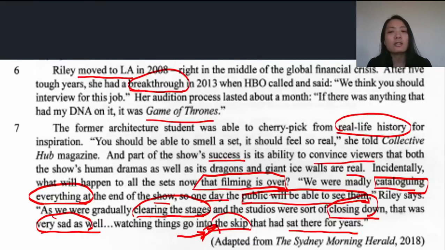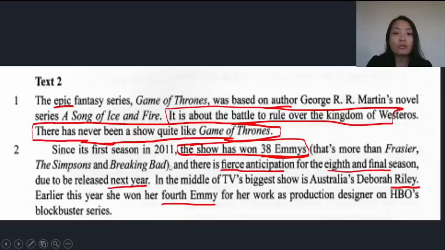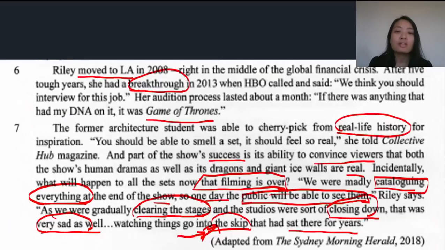So that means actually that you see, we go back to the question. It says here, what will she do with the set? Alright, is she going to put it in a gallery or throw away most of it? You have the word most, or use it for another movie. We know that she didn't say anything about using it for another movie. And then it says here that she's going to put in a gallery. But is she also going to throw away most of it? So actually, without me telling you the answer, you know already, yeah. Actually, the second option looks better.